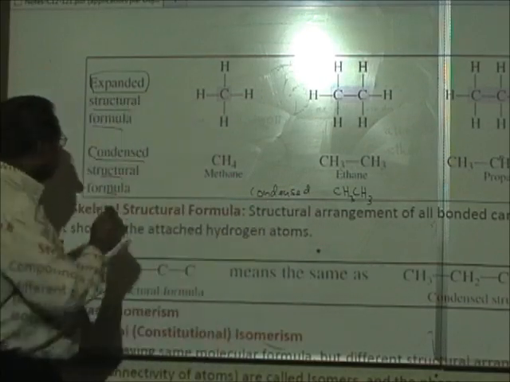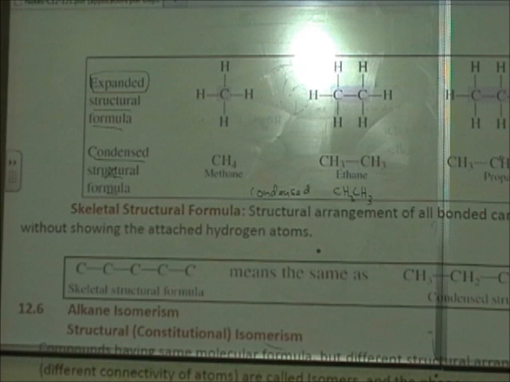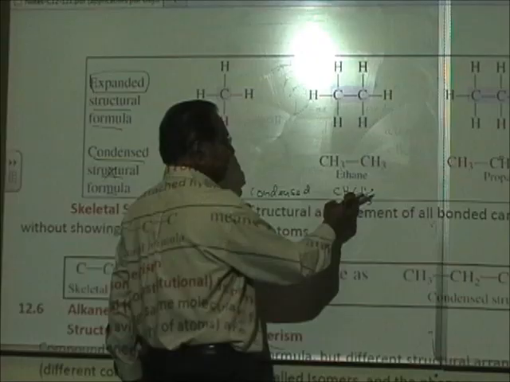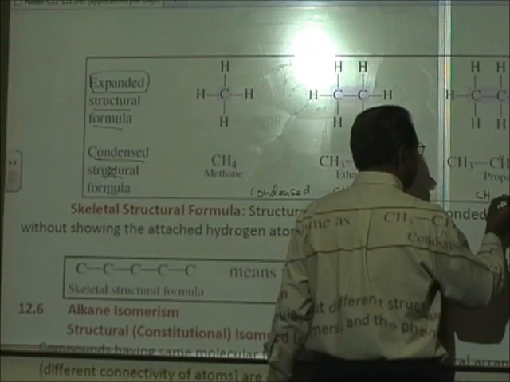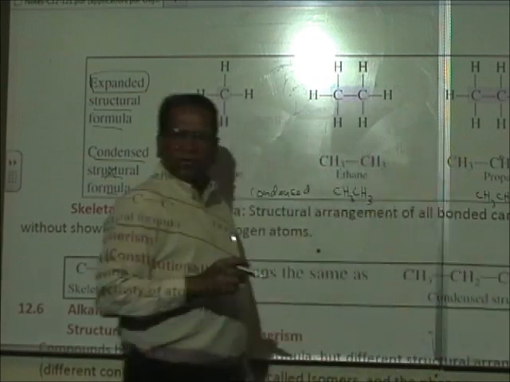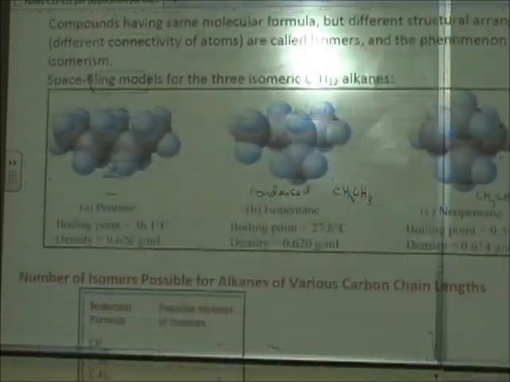Remember, now you don't write that. Condensed formula is no bonds, right? But still you have the connectivity. That means you know carbon is connected to another carbon atom. So condensed formula, this is CH3CH2CH3. All right? Okay. I like that.